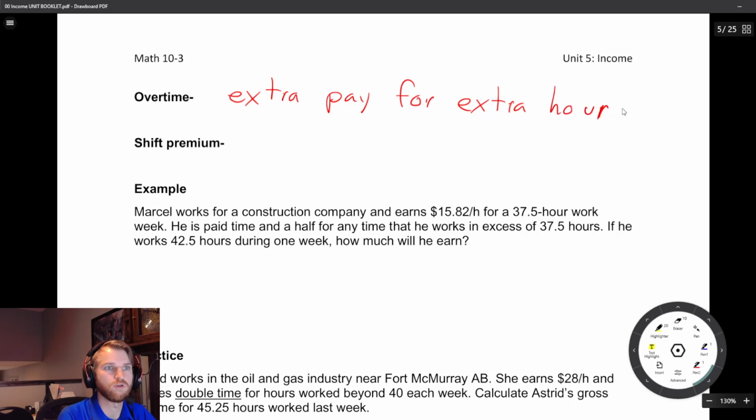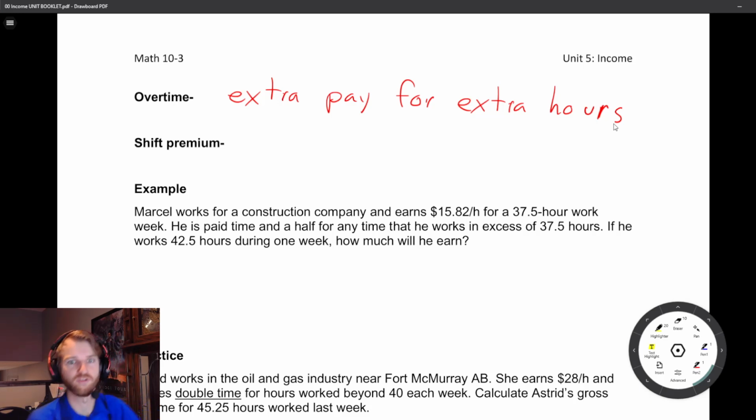Okay, so this is like when you go above and beyond your normal work week. Often over 40 hours a week is when you start making overtime. Depends on your specific job. Or sometimes it might be, if you work more than 8 hours in a shift or 10 or 12 hours in a shift, then you start making overtime. Different jobs do different things, but basically you're going to start getting extra money if you are working beyond what is normally a typical shift.